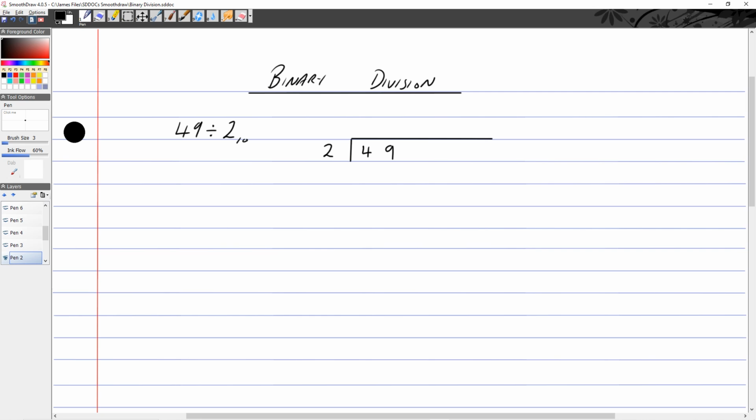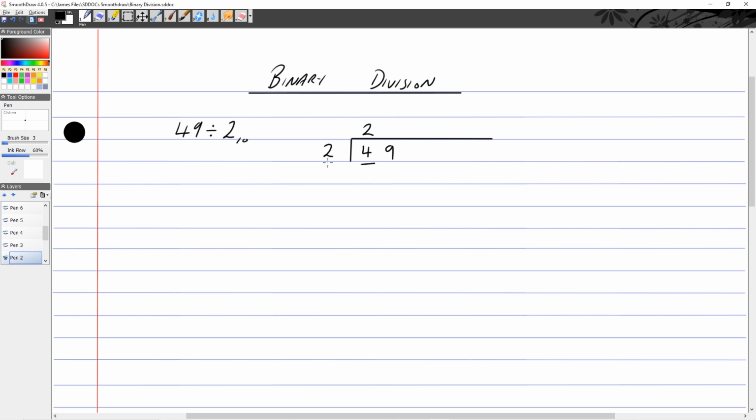We'll have a look now at binary division, and before I do, I thought I'd do an example of base 10 division. So we're going to do 49 divided by 2. We'd put the first number in the bus stop, if you can use this method, and the one we're dividing by outside. So we ask ourselves, will 2 fit into 4? So we look at one number first, and yes, it will. It goes in twice exactly.